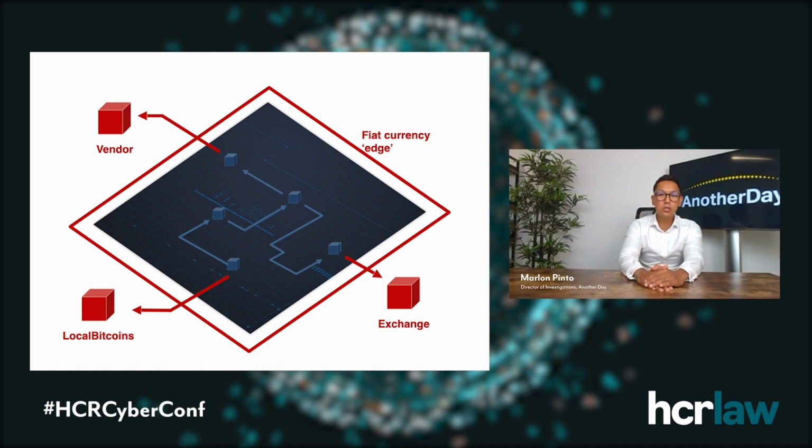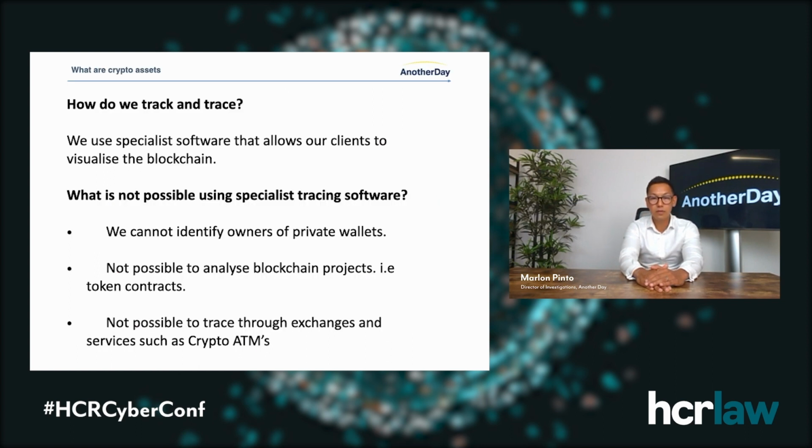Ultimately, we want to use this edge to find opportunities that will assist us in identifying the owners and controllers of those private wallets. These could be vendors, exchanges such as Binance and Coinbase, which I'm sure you know, or LocalBitcoins, which is like a trading platform that allows users to sell off their digital assets, allowing peer-to-peer exchanges of a digital currency. So on this next slide, we're going to talk about how we actually track and trace.